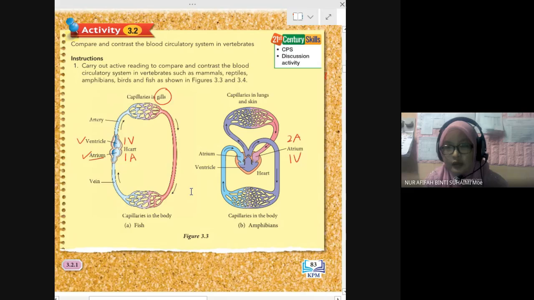The chambers, the spaces in your heart, or the structure of the heart, differ in each group of animals. Okay. We have different groups of animals, right? So they all have different structures of heart. Like fish, they only have one space for atrium, one space for ventricle. Atrium is the space for the heart to receive the oxygenated blood, the first space that receives the blood, and ventricle is the second space to pump the blood out of the heart.